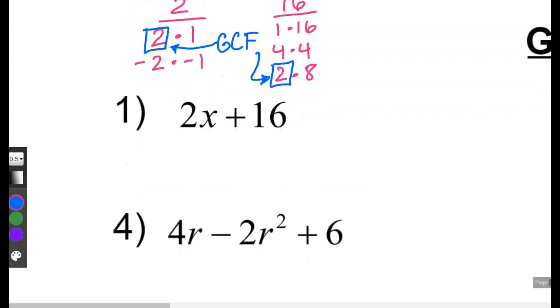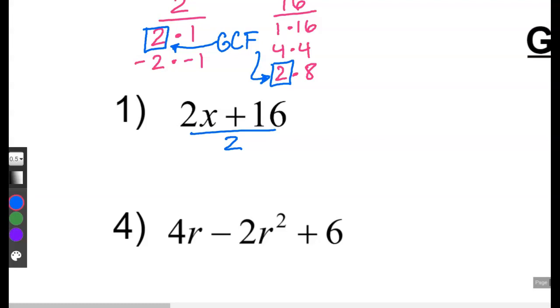So I'm going to pull a 2 out of both of these terms. Now, when I say pull a 2 out, what operation do I mean, can you guess? Close. Division. Because 2 multiplied into 2 and multiplied into 16, to get it out of 2 and 16, we divide by 2.